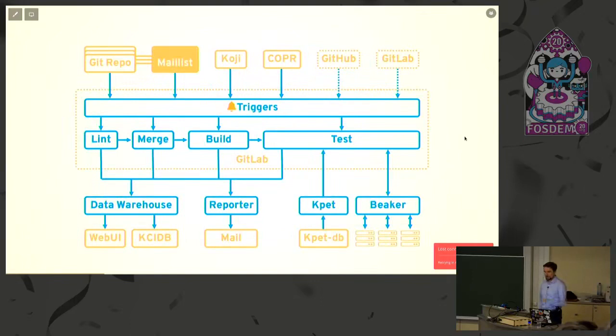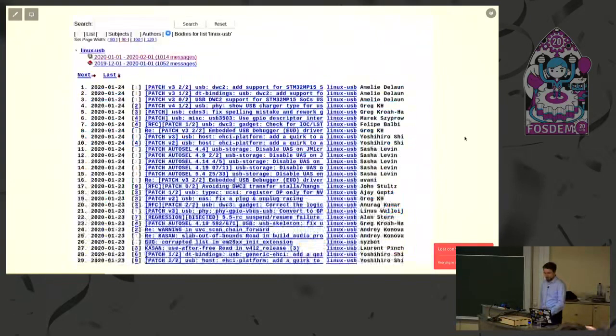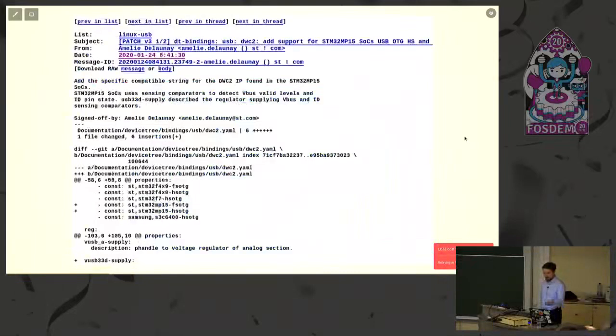Then there's the interesting part which I started with. Turns out it's not that hard. Well, it's hard. Don't get me wrong, but you can do it more easily. So there's a typical mailing list, like the Linux USB mailing list. There's a message from a series. It looks like this.